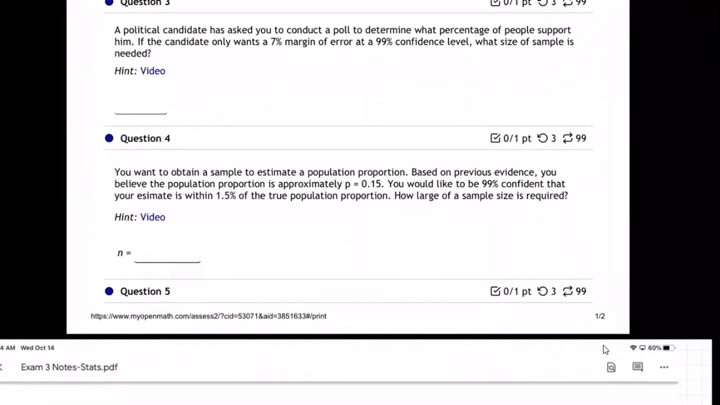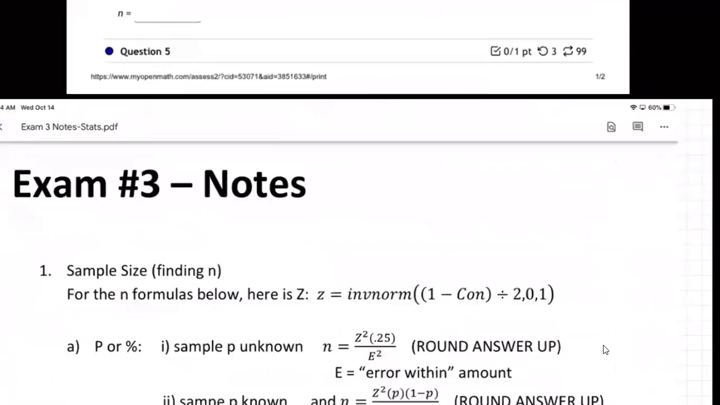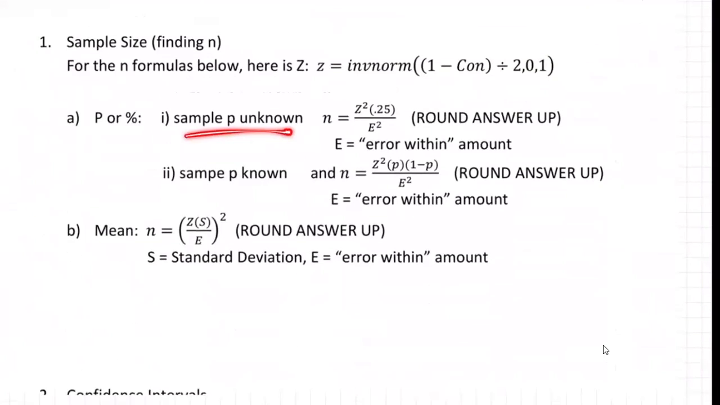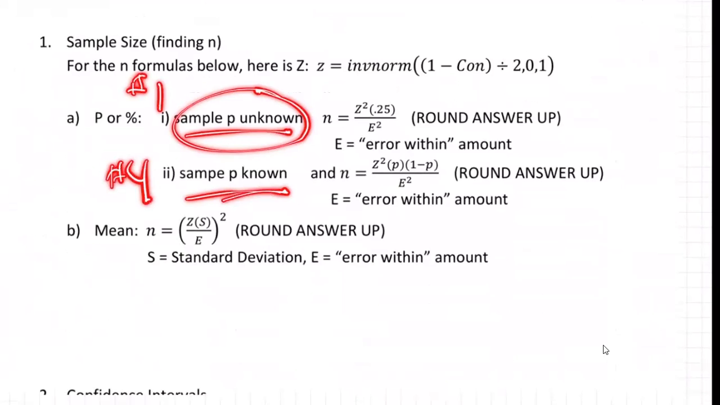On number 4, it says, based on previous evidence, you believe the population is approximately, so there's P known. See that? That's what it looks like when you know something about P ahead of time. We don't have that in question 1. So down here, when they say unknown or known, we're on unknown for question number 1. And for question number 4, you'll use the other formula because you know something about P. So that's what they mean about which case is for you.